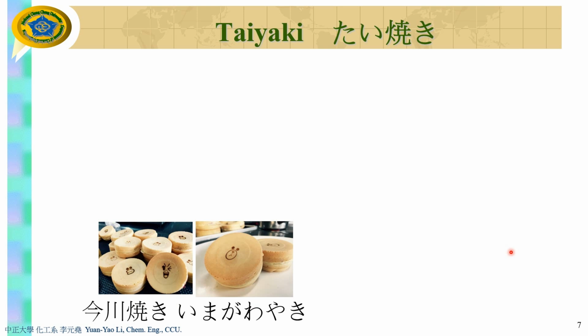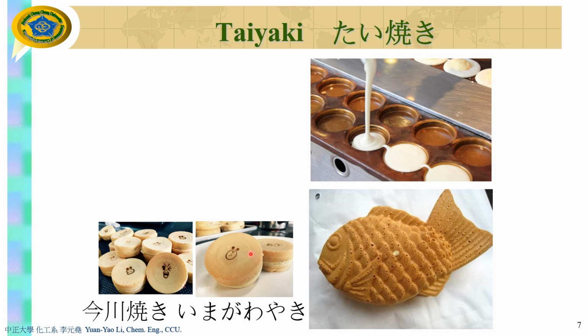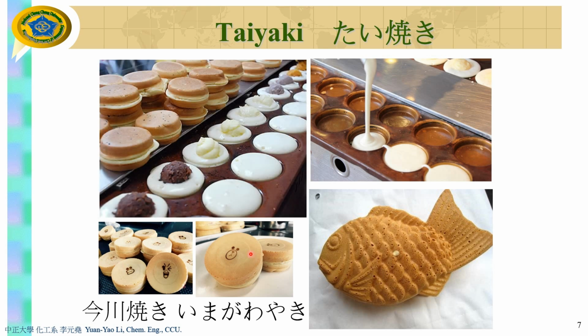Right. I want to give you an example. Do you know taiyaki? Taiyaki is called imagawayaki, what we call hongdobing, right? There are two types of process, one is batch process, one is continuous process. If you go to the street, you see this, right? Is this batch or continuous? This is a batch process because you make this in the same place and you take it out.